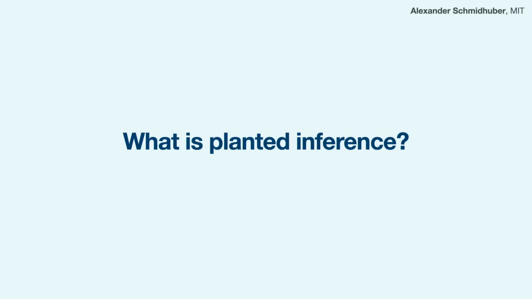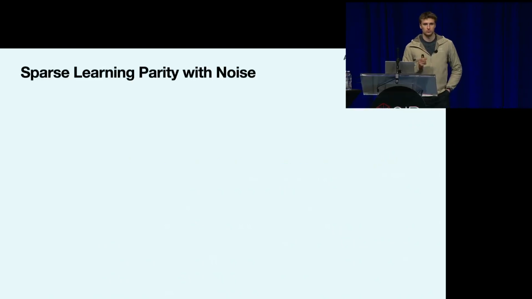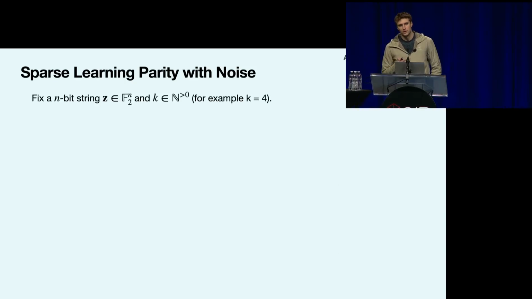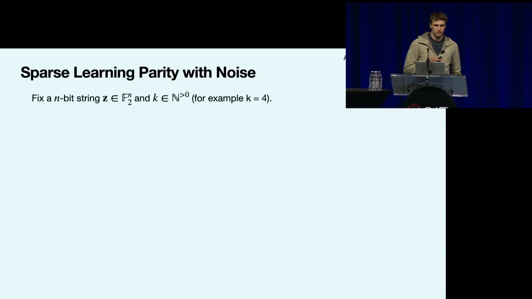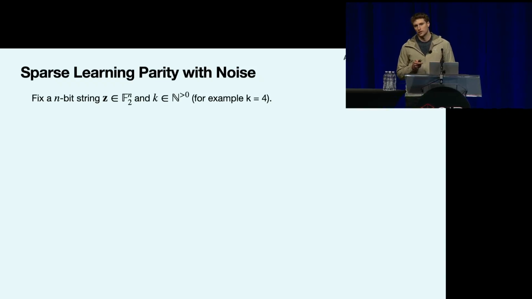Let me start by explaining the problem for which we get this quartic speedup. It's actually a class of problems called planted inference. But for the sake of this talk, I'll just explain one of the problems in this class in detail, which is called sparse learning parity with noise. So here's the problem. Fix some n-bit string z. This is going to be your secret key, and some positive integer k. You can always think of k as just being 4. That's the smallest non-trivial example.